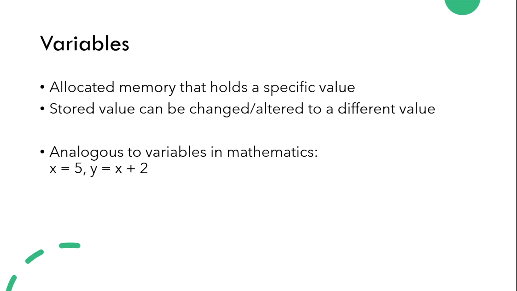We can use them analogous to variables that we use in mathematics. For example, in algebra, we say that variable x is equal to 5, or we can say variable y is equal to variable x plus 2. The variables in C++ work in a very similar way, and we will look at that more in depth in our example. So let's move on with the video.